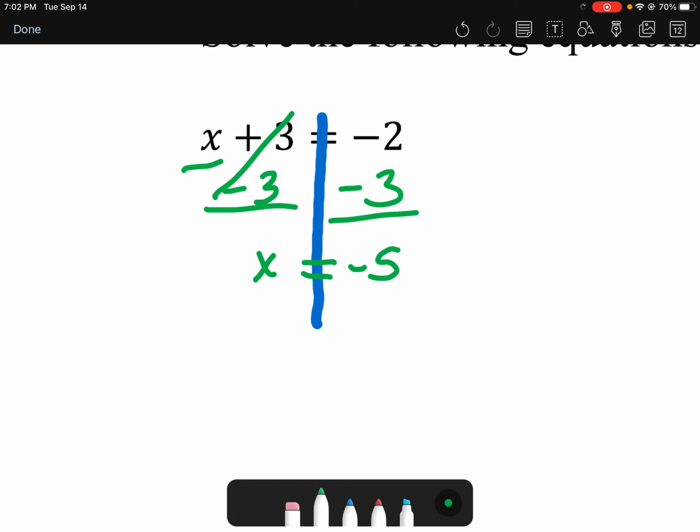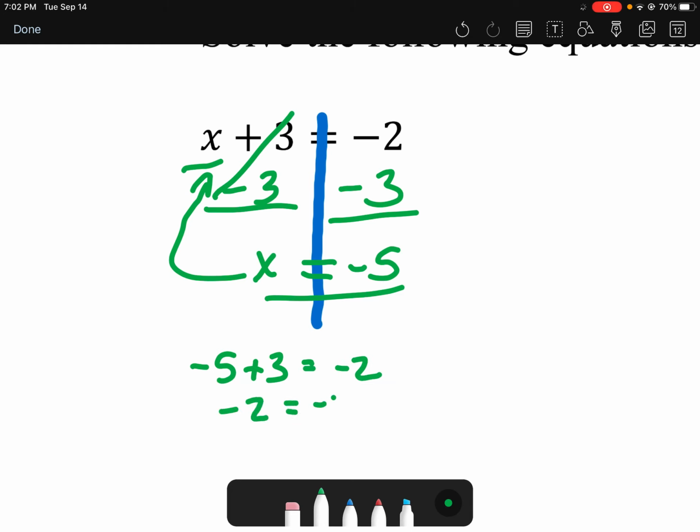I could go ahead and check this. Take this negative 5 and substitute it in for x up here. I'd have negative 5 plus 3 is equal to negative 2. Negative 5 plus 3 is negative 2. Oops, what am I doing here? So we're equal on both sides. That checks out.